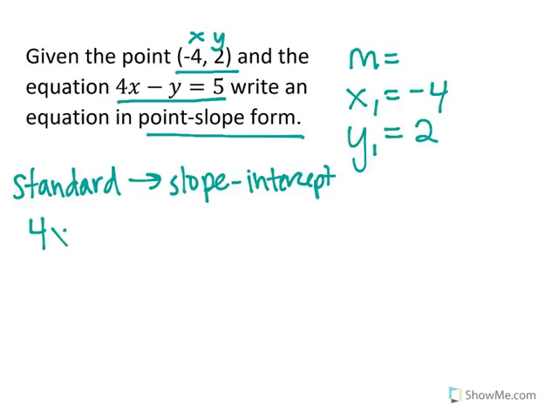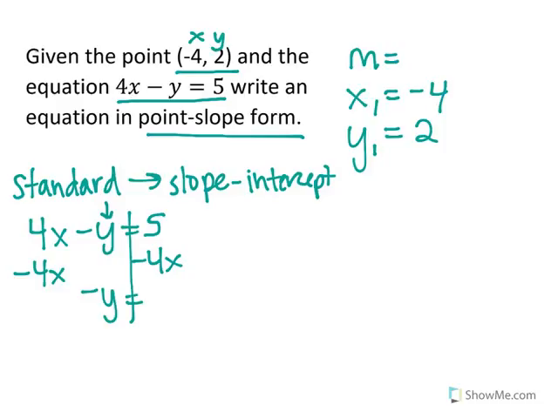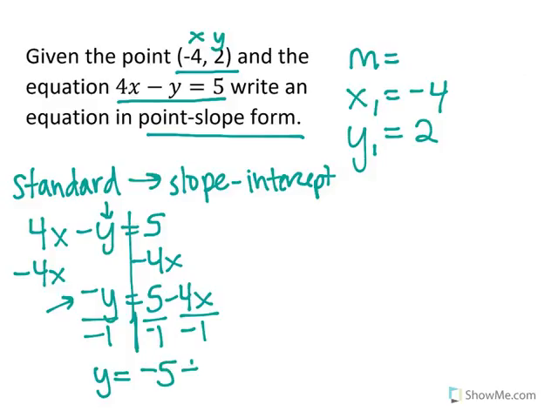So to rewrite 4x minus y equals 5, we're trying to get y alone, so we're going to subtract the 4x from both sides. And then we need to get rid of this negative sign as well. So we need to divide all terms, not just both sides, but all terms, by -1. When we do this, we get y equals -5 plus 4x. Now that this equation is in y-intercept form, we know that the slope must be 4.